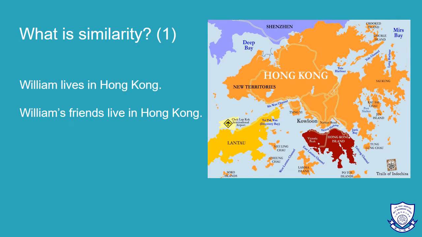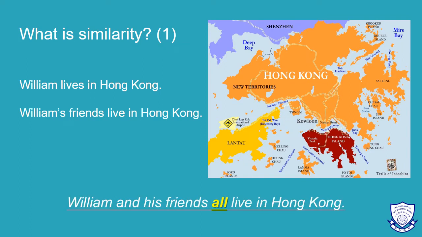So here is the first example. William lives in Hong Kong. William's friends live in Hong Kong. To connect these 2 sentences, we can write: William and his friends all live in Hong Kong. So please pay attention in this sentence. The word all, A-L-L, all, it would be the best if you write this word right between the subject and the main verb.